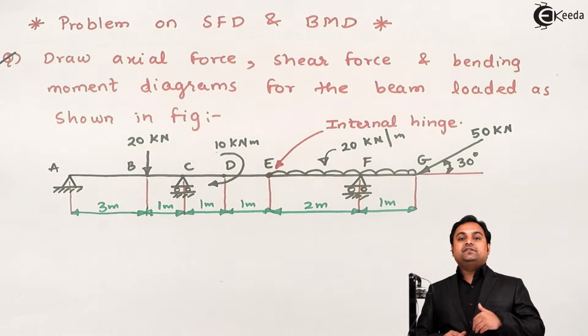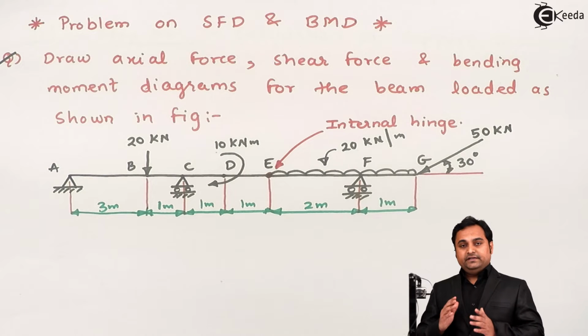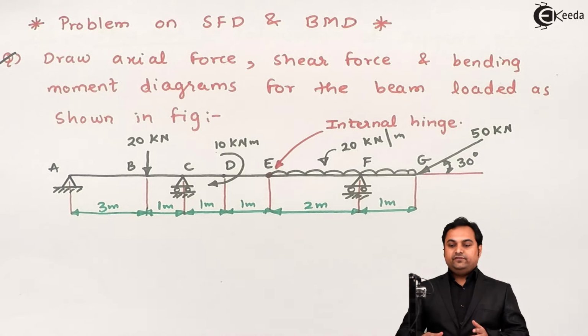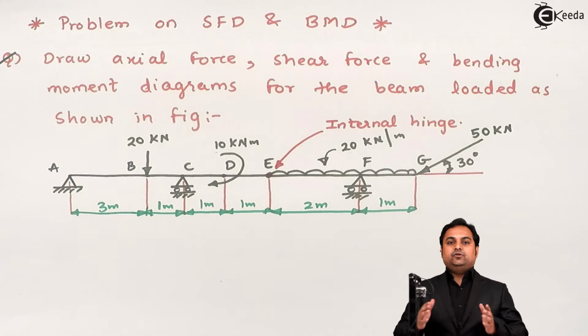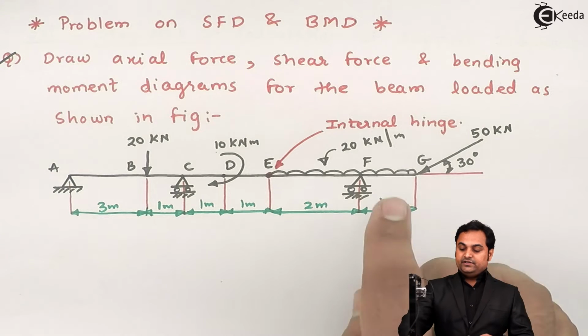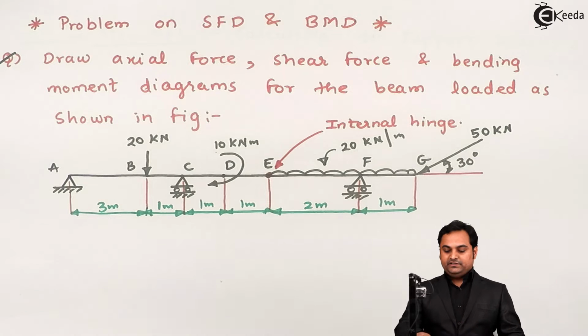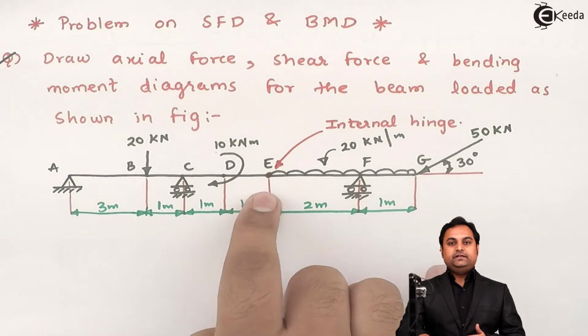If suppose internal hinge was not present, then for the calculation of support reactions, we would have taken the entire beam as a whole and calculated the support reactions. But since internal hinge is present, we have to divide the beam into two parts at the internal hinge. So now I will be dividing this beam at the internal hinge.